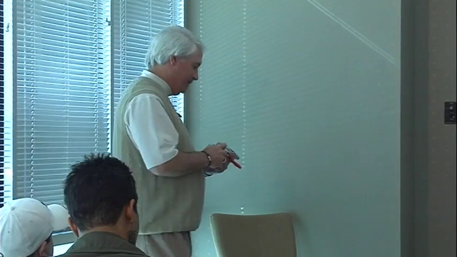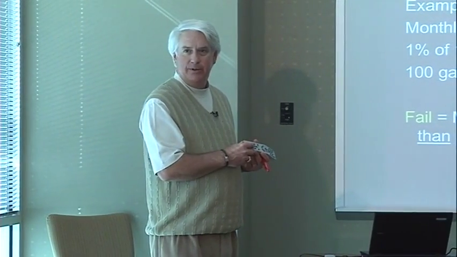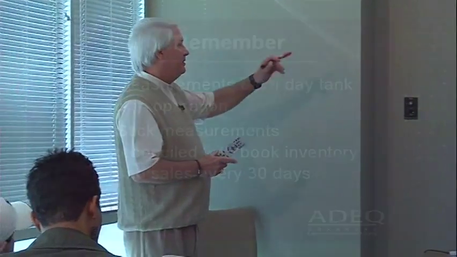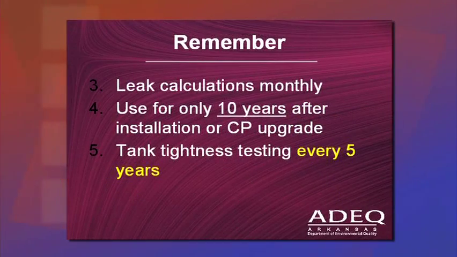It's not like the 24 ounces per gallons in an hour, like we saw in some of the other release detection methods. So you have to measure each day the tank is in operation, inventory control again. Your stick measurements have to be reconciled with your book inventory and your sales every 30 days. Inventory control. You can only use for 10 years after installation or a corrosion protection upgrade. And in the middle of that 10-year period, you have to do that tank tightness test.